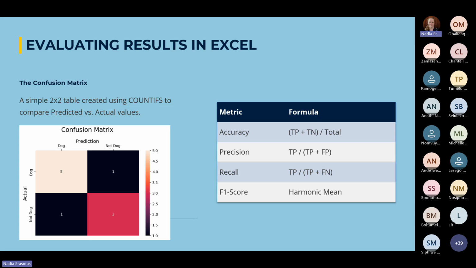Precision is the true positive, so it's predicted as positive and it is positive, over the true positive and the false positive. So the false positive was predicted as a positive, but it was actually a negative. The recall is the true positive over the true positive plus the false negative. So a false negative is predicted to be negative, but it was actually a positive.